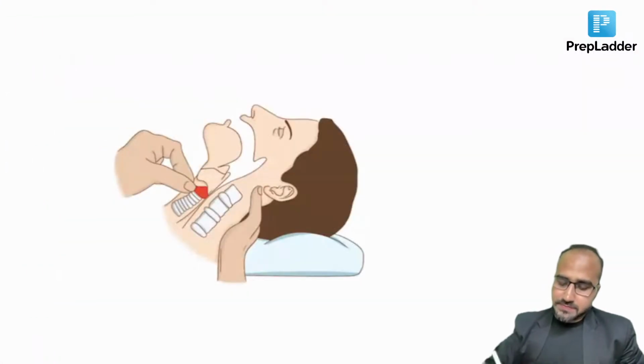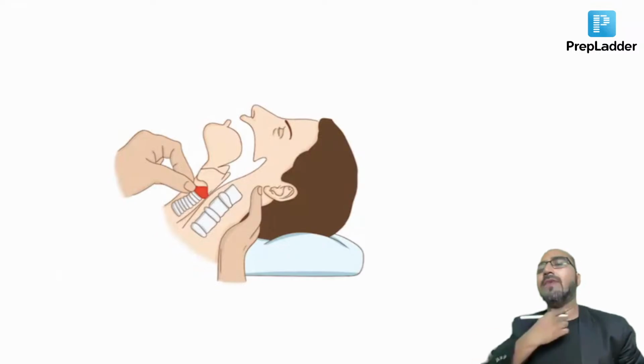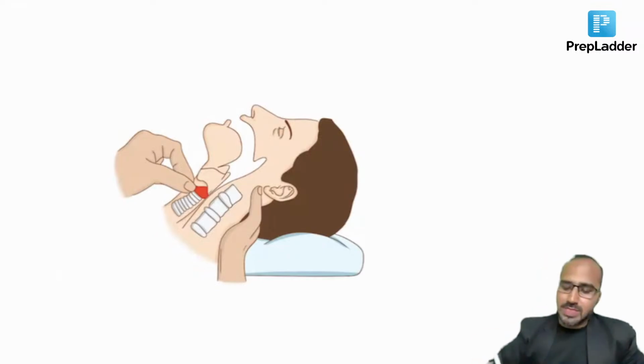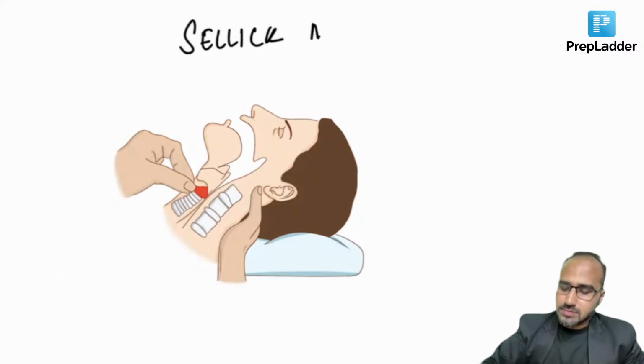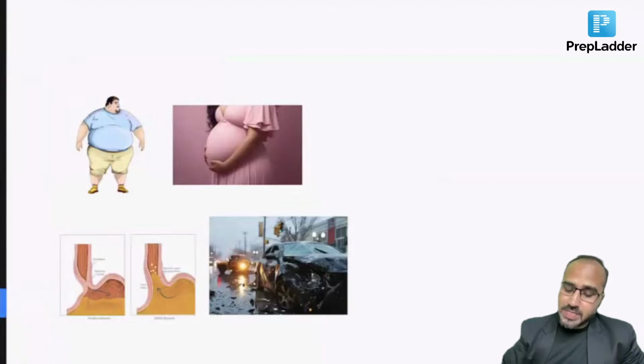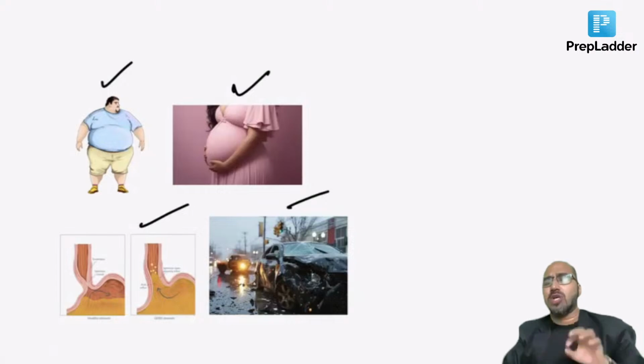Now guys, look over here. What is done in this picture? Someone is putting pressure on the cartilage so that the esophagus gets closed. This is called Sellick's maneuver. Sellick's maneuver is done in what patients? In patients who are at high risk of aspiration. Who are the patients who are at high risk of aspiration? Obese patients, pregnant ladies, GERD, road traffic accidents, all these patients.